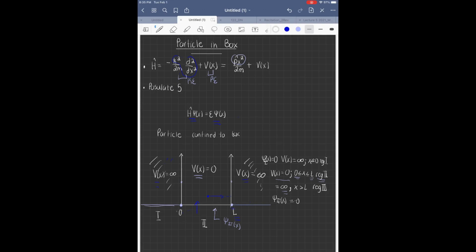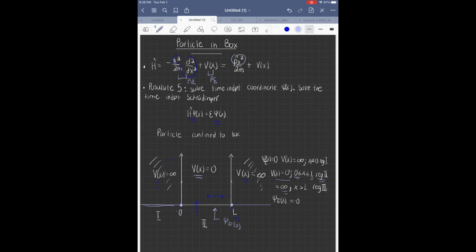So let's talk about postulate 5. Knowing this Hamiltonian operator will help you solve the time independent Schrodinger's equation for the coordinate wave function. And the Schrodinger's equation, which I will show below, is just this.